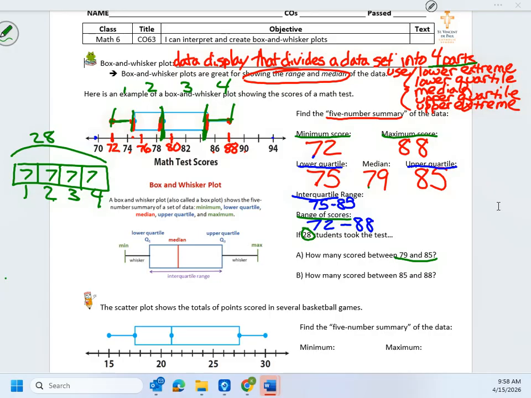If I look at this going from 79 to 85, that's my section 3. How many students are going to fall in section 3? Section 3. Joy? 7. Because remember, there are 7 equal parts.